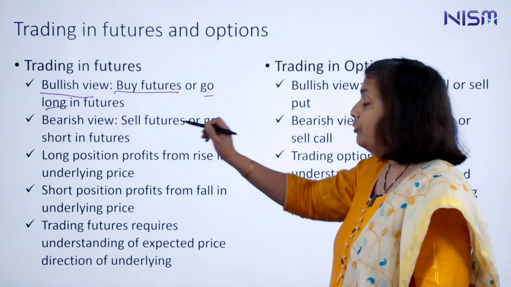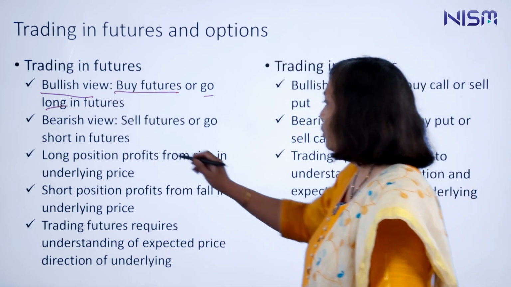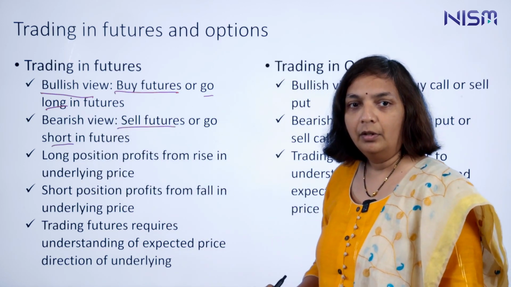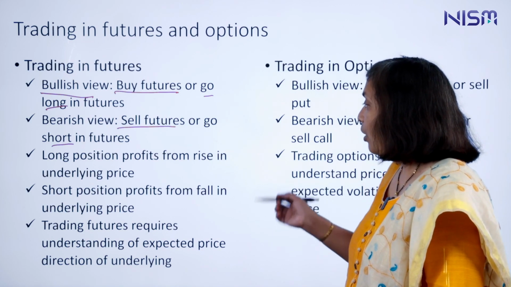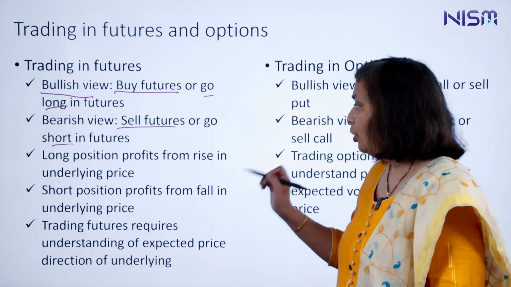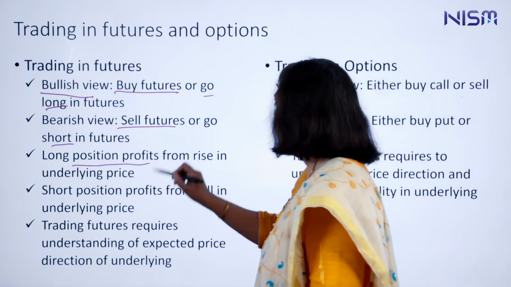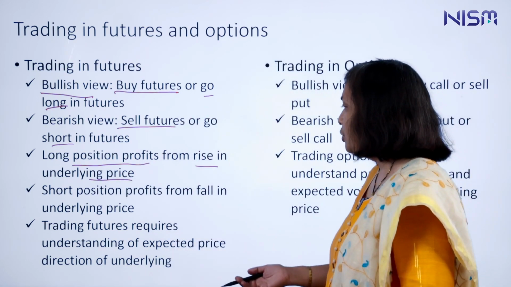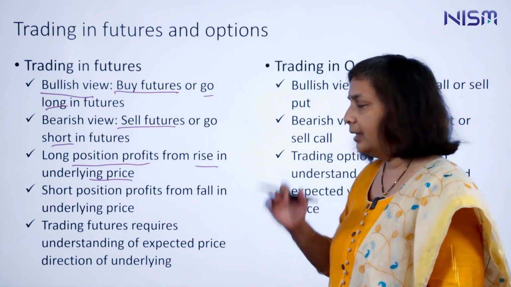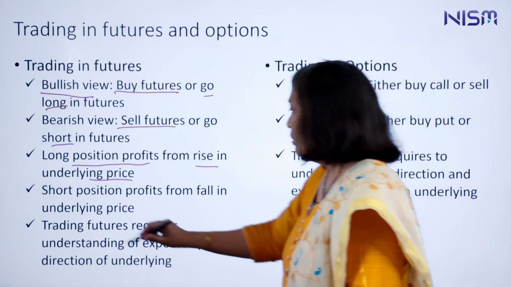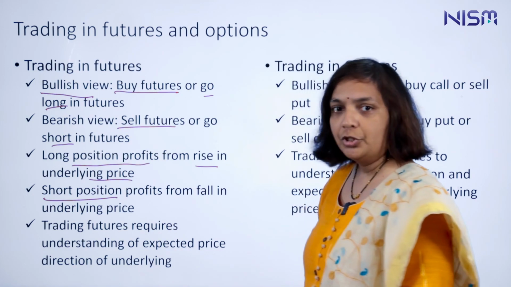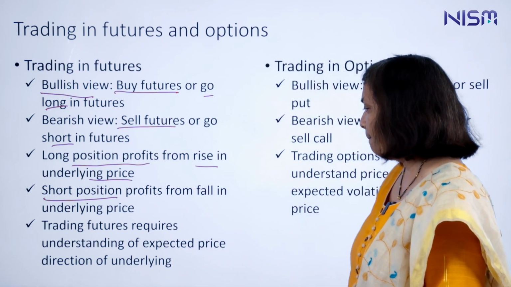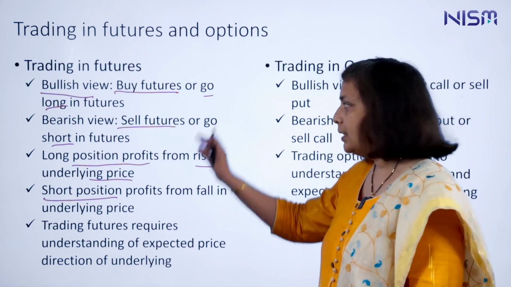If you have a bearish view, then what can you do? You can sell futures or go short in futures. Third, how does the long position make a profit? A long position makes money when the underlying price rises, and the opposite of that, the short position, makes money from a fall in the underlying price. So these are the basic concepts.